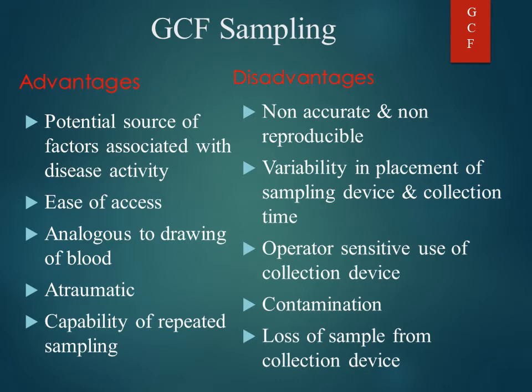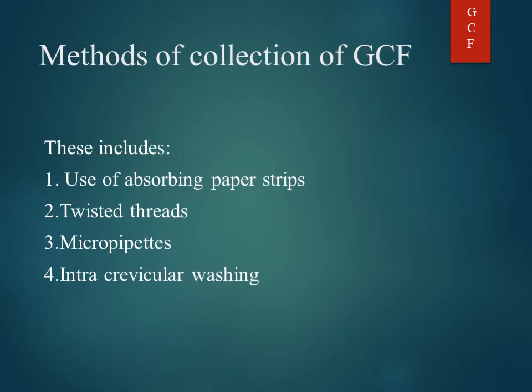Contamination. See, when you do a root surface debridement, after that when you take the sample, sometimes you might induce bleeding, so it can get contaminated, and loss of sample from the collection device is yet another possibility, and it involves a lot of time. Sometimes using micropipettes, it takes almost half an hour to do a sampling. So imagine you need to take samples from like 50 patients. Still, the advantages will always outbeat the disadvantages, and GCF is widely used.